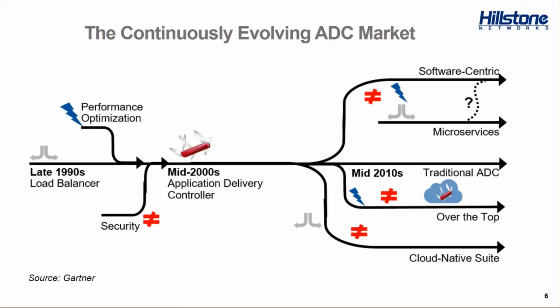And there's another kind of ADC called over-the-top ADC. It's typically provided by the content delivery network vendors such as Akamai, the CDN vendors. When you use their service, over-the-top ADC is an additional service that you can buy.